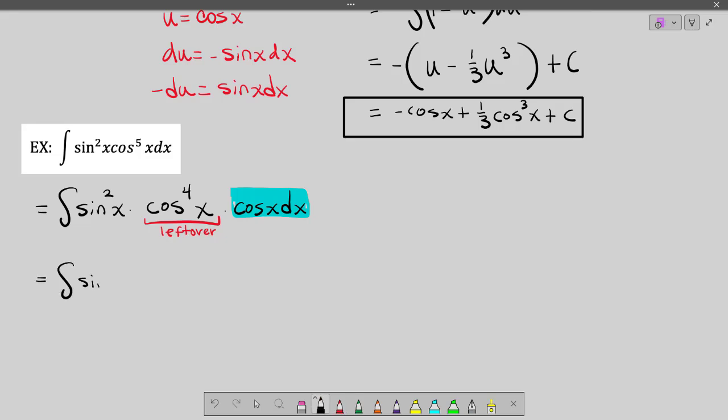So we have sine squared multiplied by, how do we convert cosine to the fourth? 1 minus sine squared, squared. You got it. 1 minus sine squared squared. And we are going to let u equal, Ethan, what are we going to let u equal?